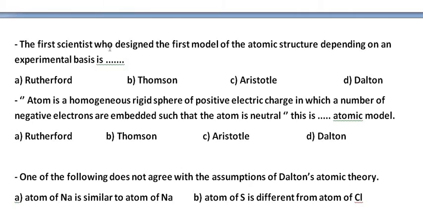The first scientist who designed the first model of the atomic structure depending on an experimental basis is Dalton. The atom is a homogeneous rigid sphere of positive electric charge in which a number of negative electrons are embedded such that the atom is neutral. This is the Thomson model.